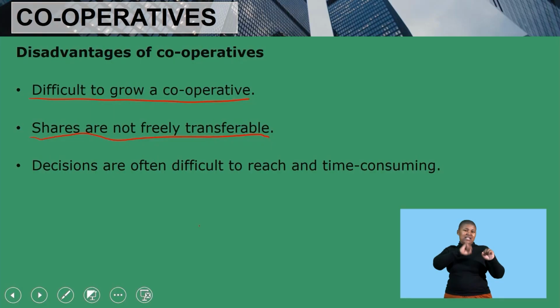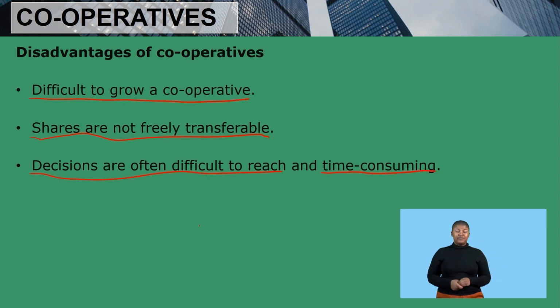Decisions are often difficult to reach and time consuming. Decisions are difficult to reach because every person has to make a contribution. So it may not always be the case that everybody would agree on whatever decision has to be taken.